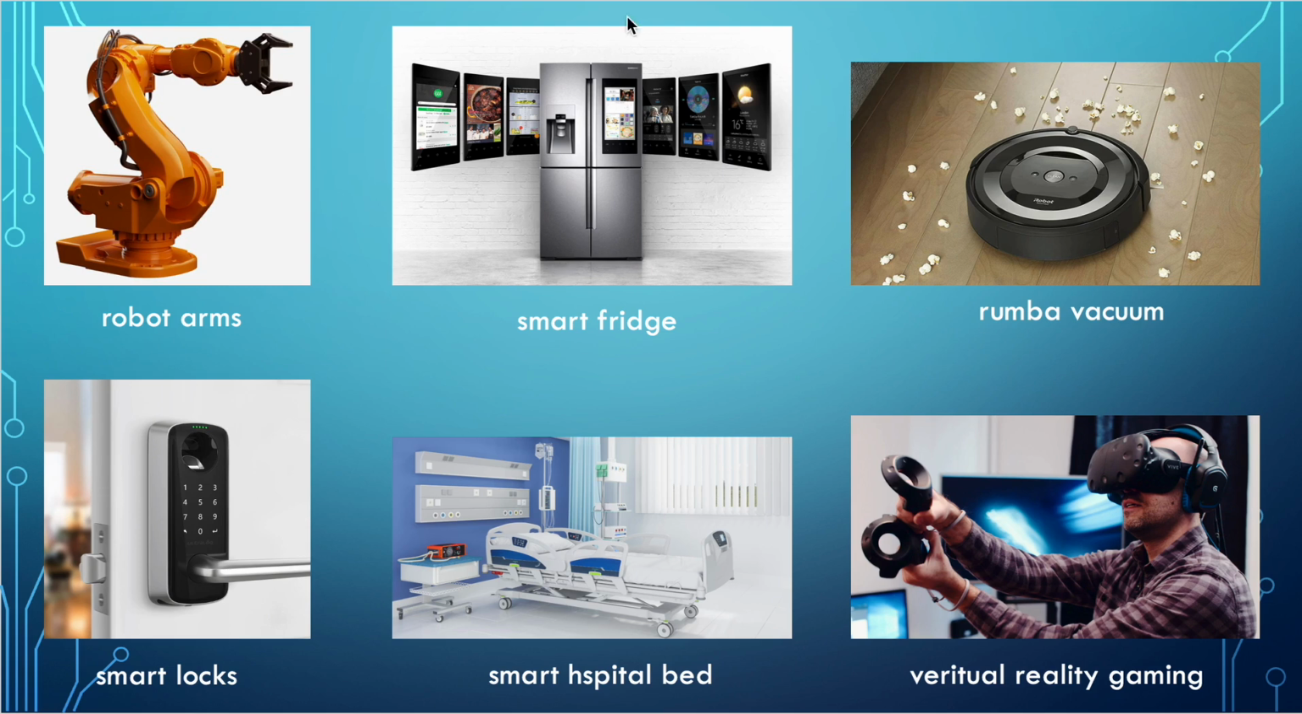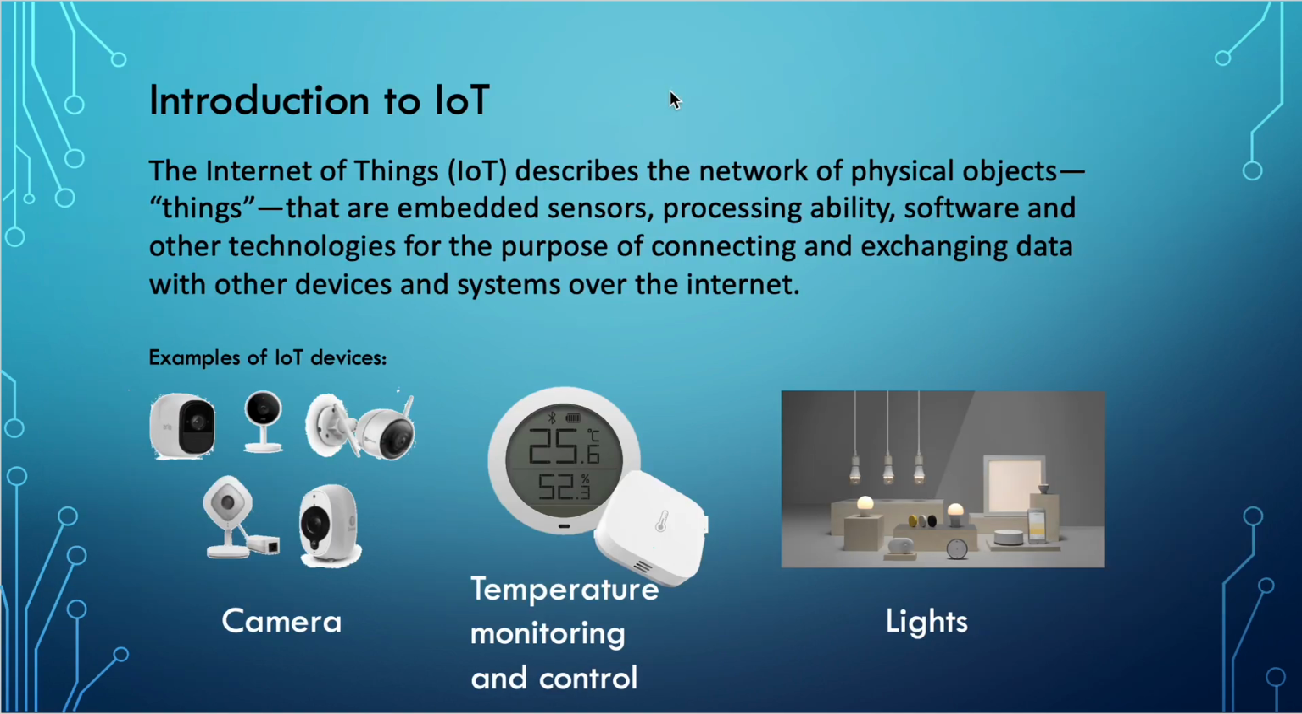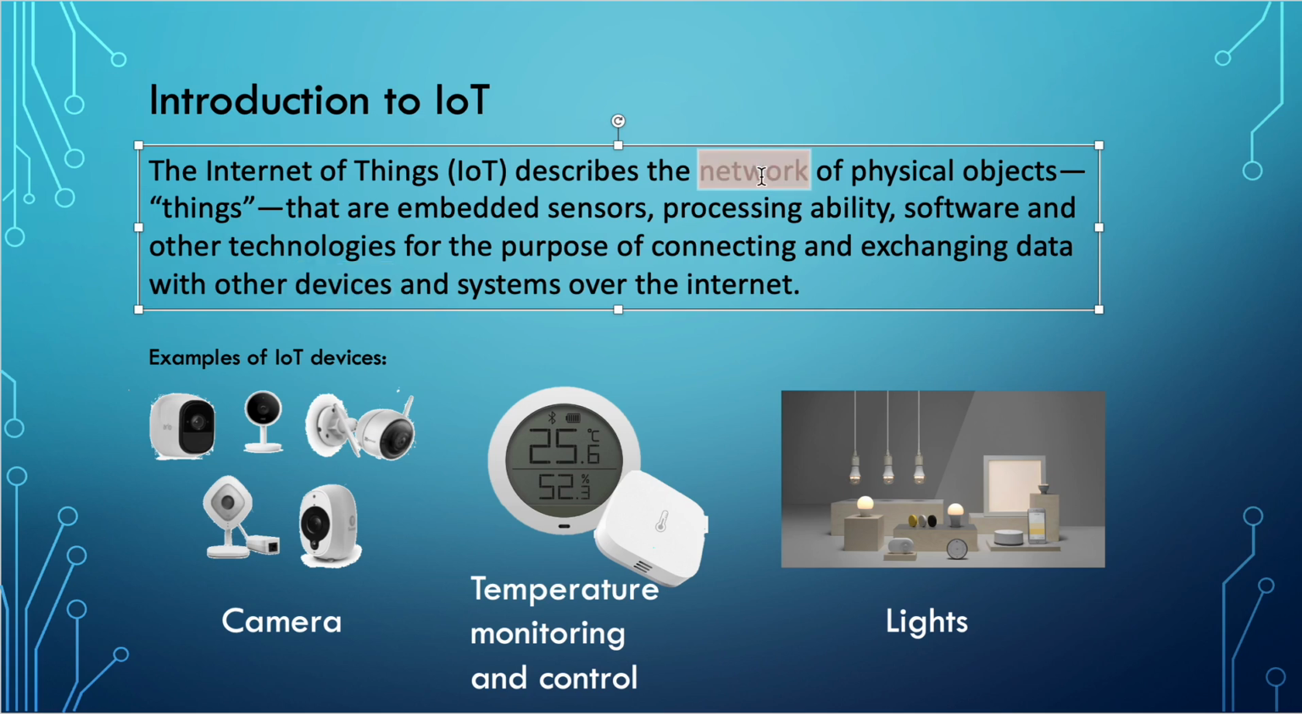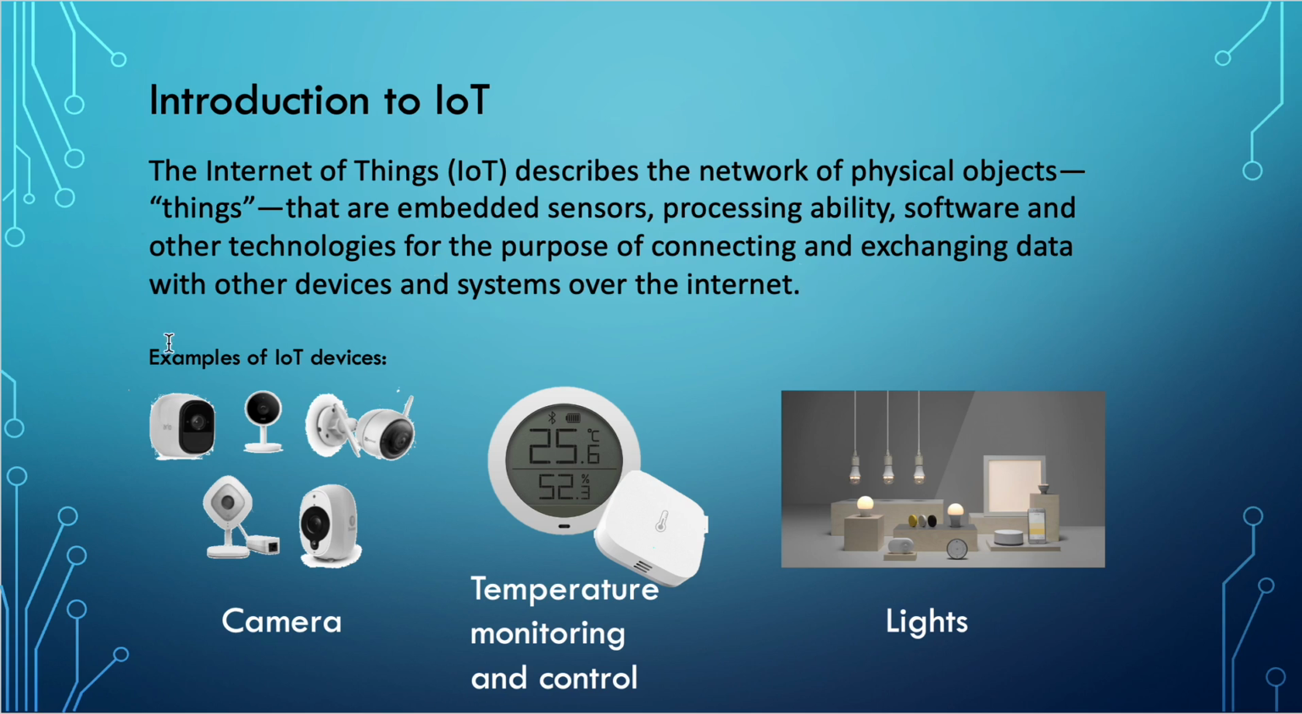So this physical object, or device, is networked and works as a part, as a thing in the Internet of Things, right? It is embedded with sensors, processing ability and software and any other technologies to make it efficient and make it productive.